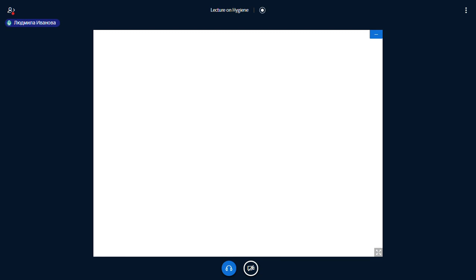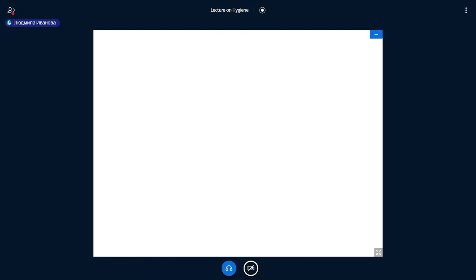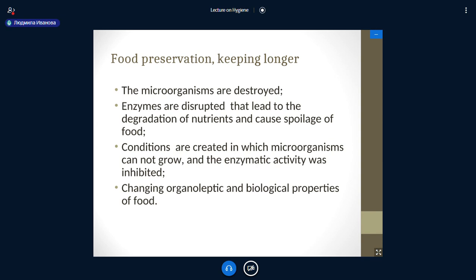Food processing is a two-stage process. The first is primary processing, such as dicing and slicing, freezing or drying, which leads to secondary products. The second is thermal processing: boiling, baking, frying, grilling, steaming, and so on. This is important to keep in order to ensure food safety.